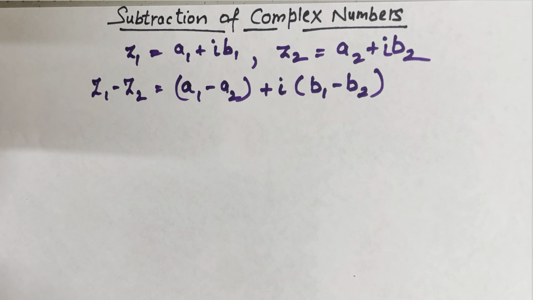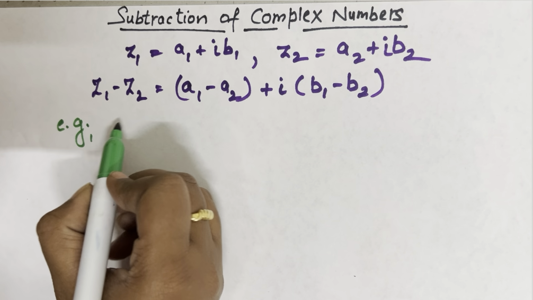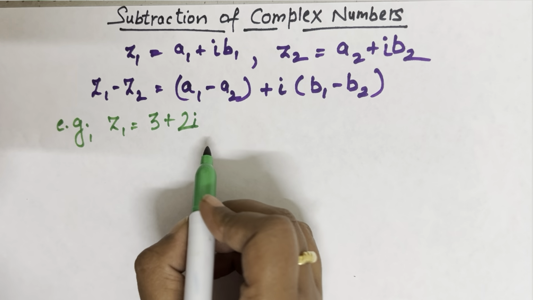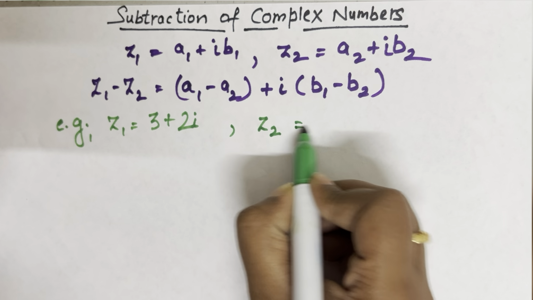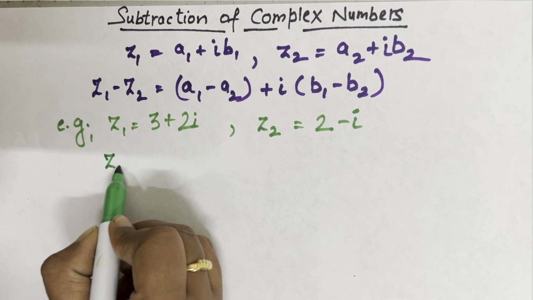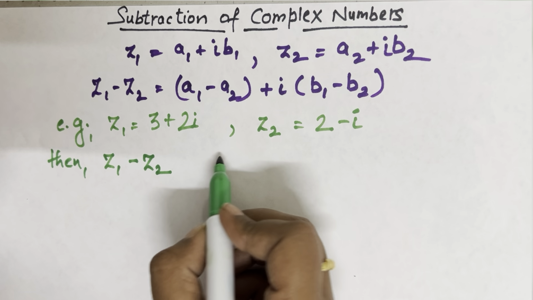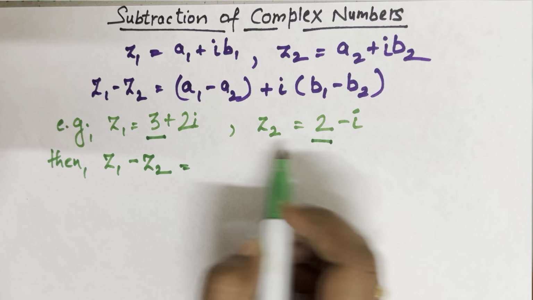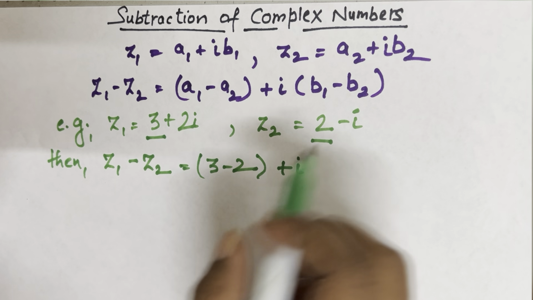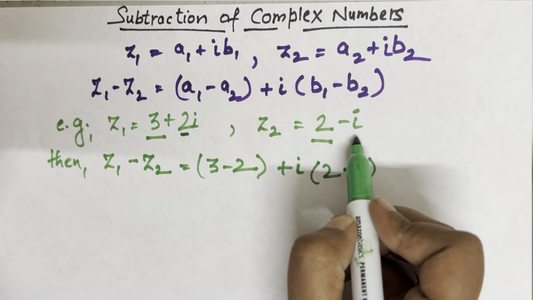Now let us understand this with the help of an example. For example, we have z1 equals 3 plus 2 iota, and we have z2 equals 2 minus iota, and we want to find out z1 minus z2, right? So what we will do, we'll take the real parts, that is 3 minus 2, plus iota the imaginary parts, that will be 2 minus 1, right? 2 minus 1.